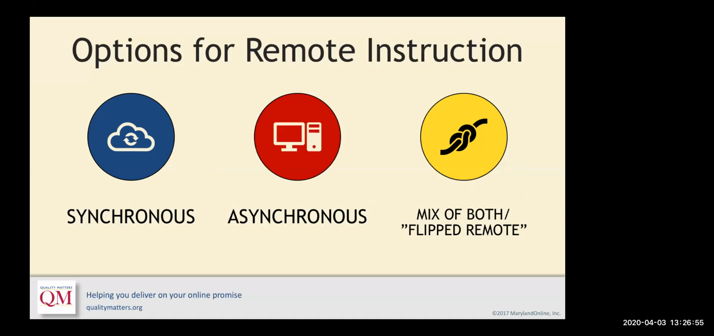So what are our basic options for remote instruction? Very similar to our basic options for online learning, we can maintain academic continuity in a synchronous format, an asynchronous format, or a combination of those, including using the flipped pedagogical approach to model a new hybrid that I'm going to call remote flipped or flipped remote. So where students engage with content asynchronously and then engage in discussion and application during scheduled synchronous class meetings.